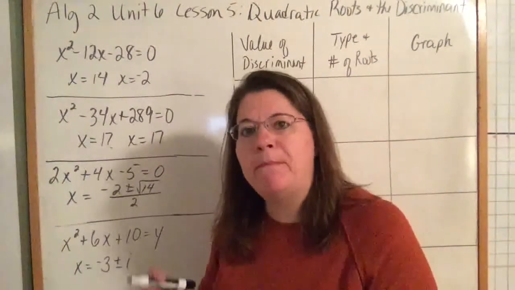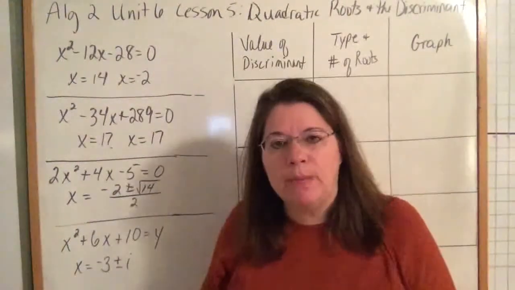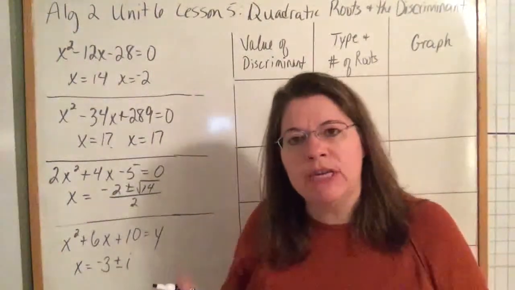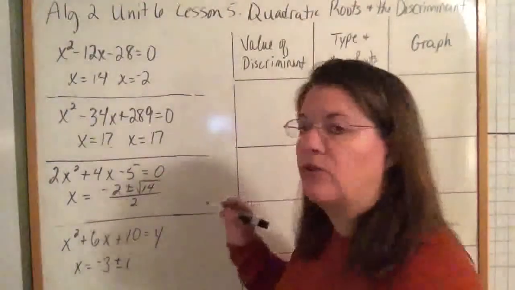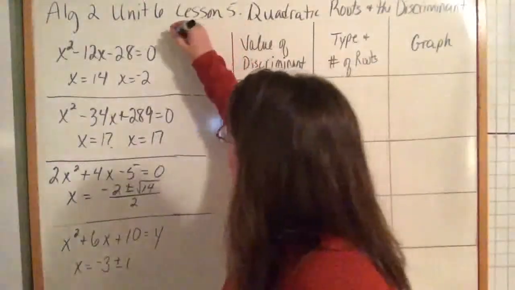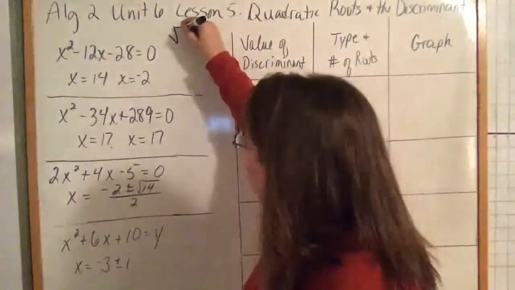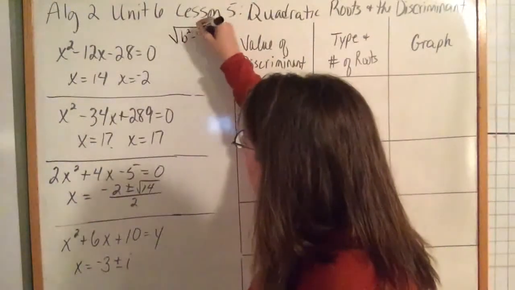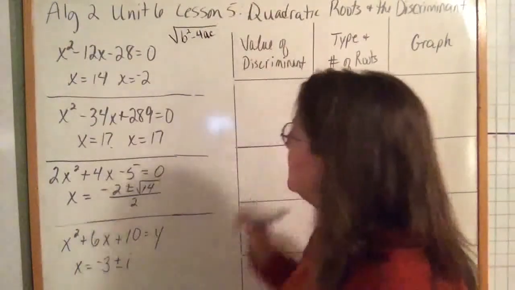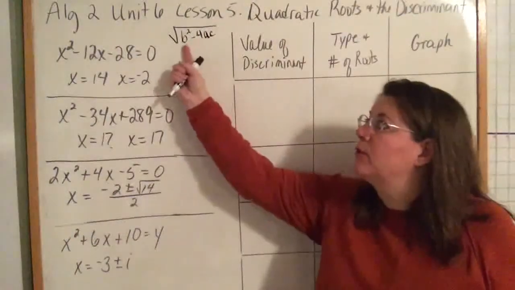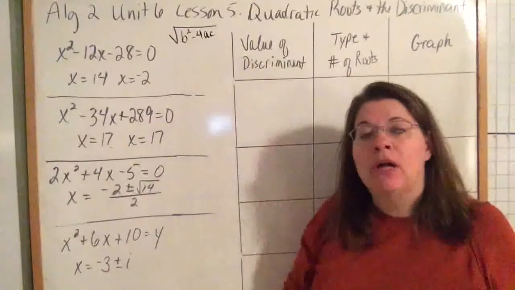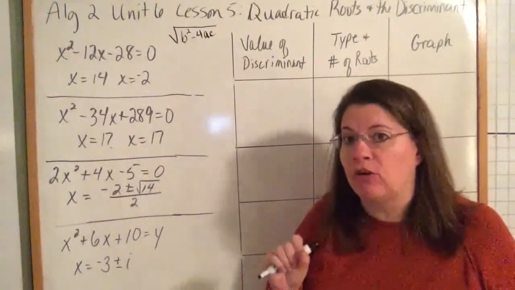Okay, so remember, the big thing here is the discriminant. The discriminant is the information that's underneath the radical sign in the quadratic formula. So in that formula, if you think about it, the stuff underneath the square root sign was the b squared minus 4ac. So whatever this number is underneath the radical becomes very important to our graph.